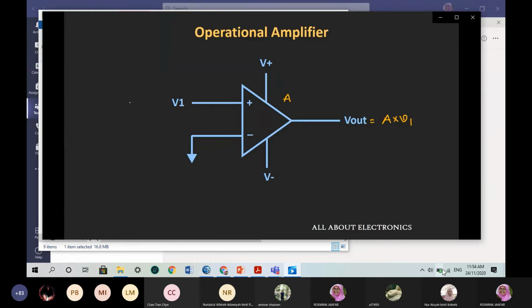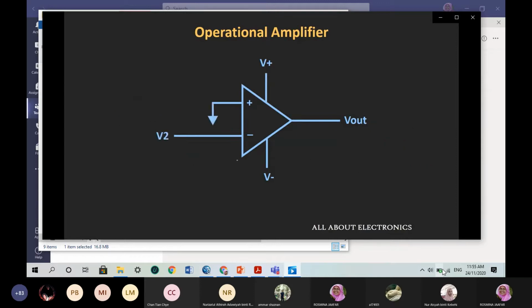So suppose you are applying a sinusoidal signal over here, then at the output that sinusoidal signal gets multiplied by the factor of this gain, and at the output you should get an amplified sinusoidal signal. Here the phase of this output voltage will be the same as the input voltage.